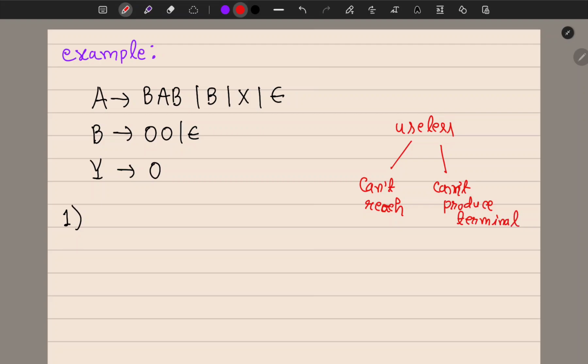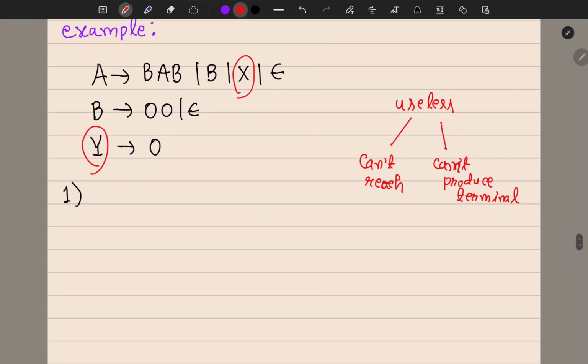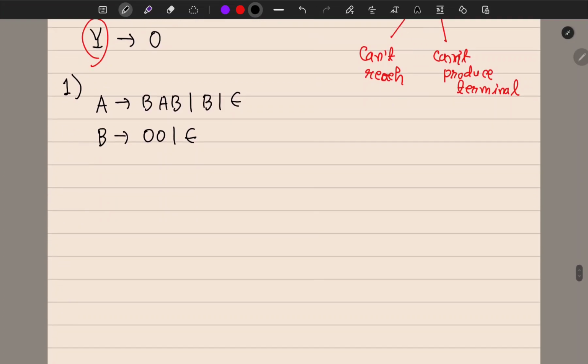Here you can see that two variables are useless. First is X. This variable cannot produce any terminal. Next is Y. You cannot get Y from the starting variable A. There is no scope to get Y. So we will eliminate these variables and write the rules without them. Our first step is done.